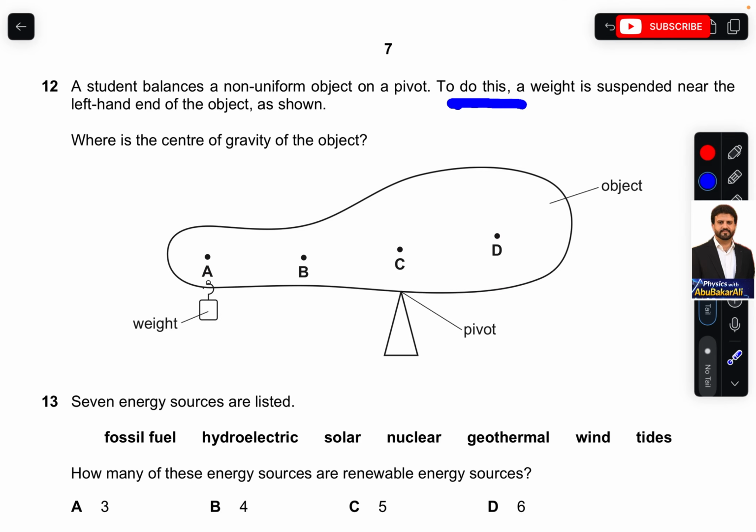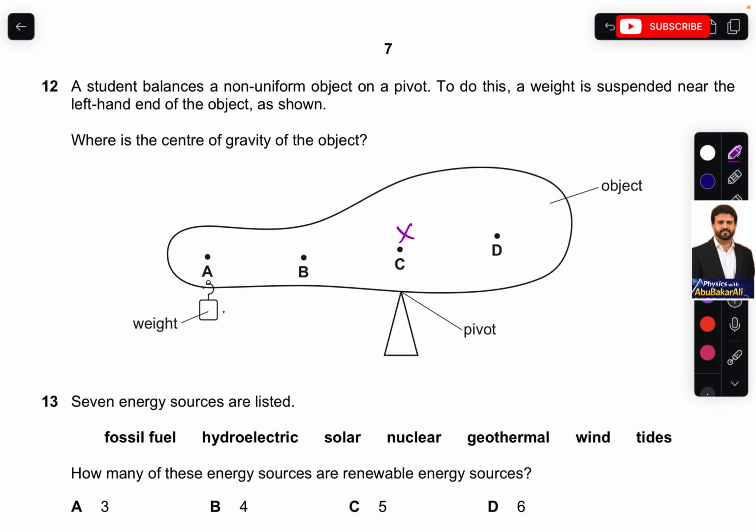To do this, a weight is suspended near the left hand end of the object. Okay, to balance this object on this pivot, we need the weight here. Where is the center of gravity? It means if you need a weight to balance, the center of gravity is not at this point. C is not the option clearly. Why? Because if C is the center of gravity, you don't need this weight then.